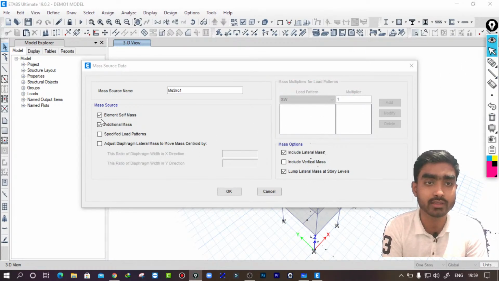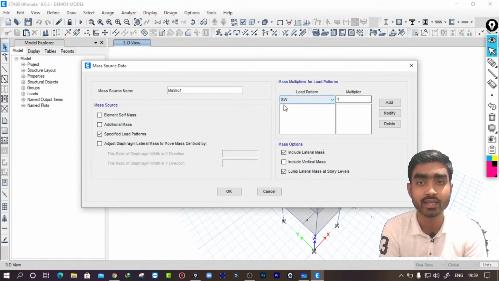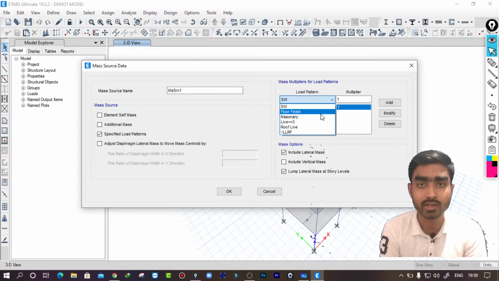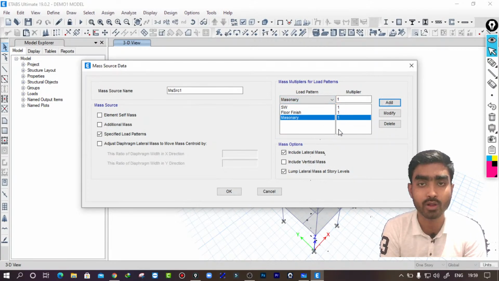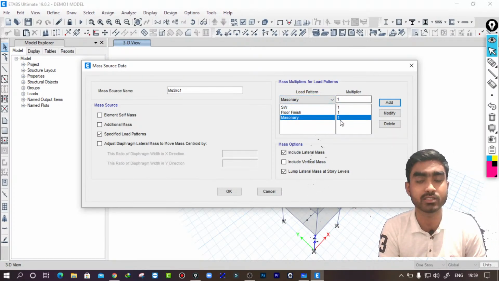We'll not go with this element mass and additional mass, we'll go to specify load combination, load patterns. So this is my self weight, we'll take it as 100%, that means the multiplier will be 1. Click on add. We'll take the floor finish and click on add again. We'll take the masonry load also and add. So we have taken all the dead loads with 100%. A multiplier of 1 means 100% of the load.